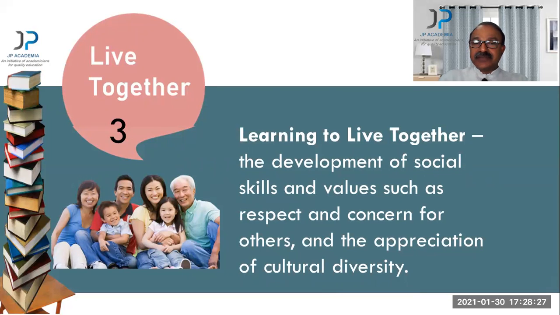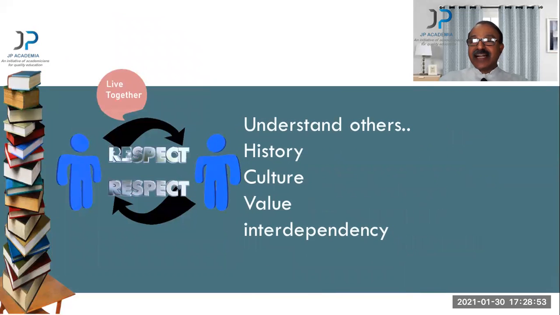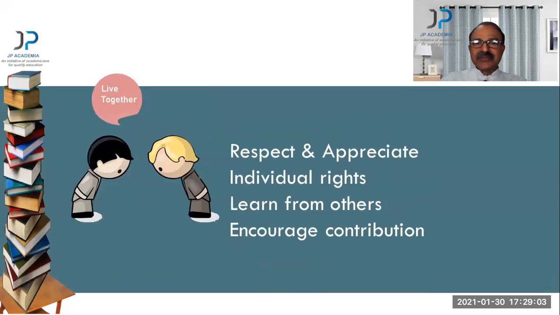Learning to live together: the development of social skill and values such as respect and concern for others and the appreciation of cultural diversity. We are living in society. This society is a diverse thing. Everybody is different from another person. So we should learn to respect and understand others, their history, culture, values, and interdependency. That is, to live together.